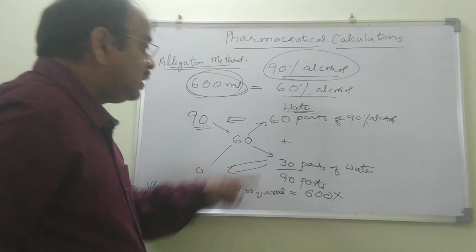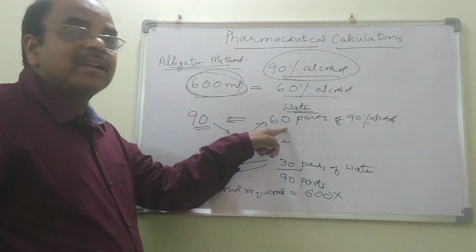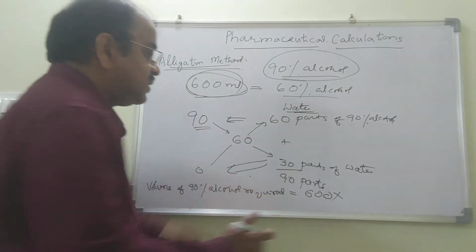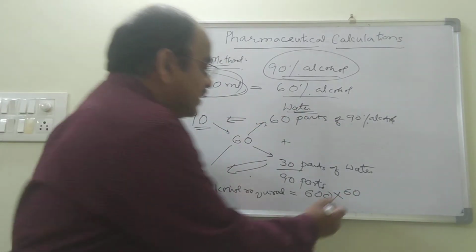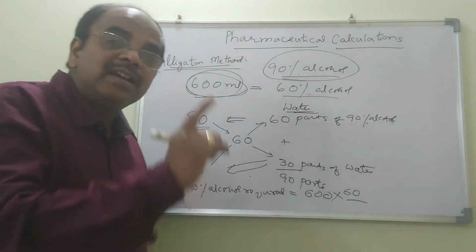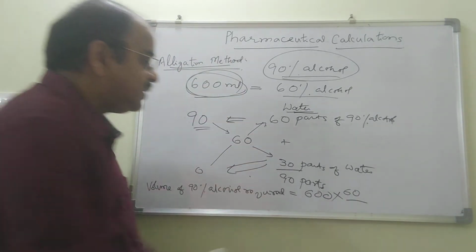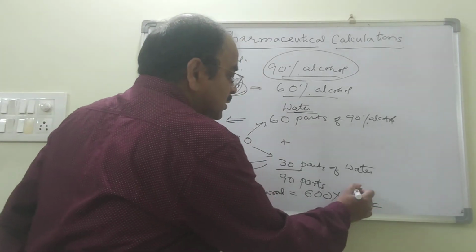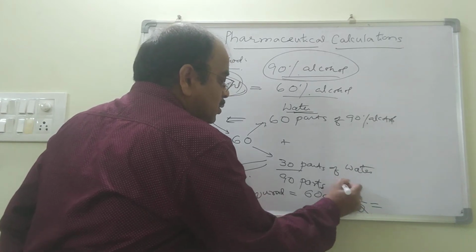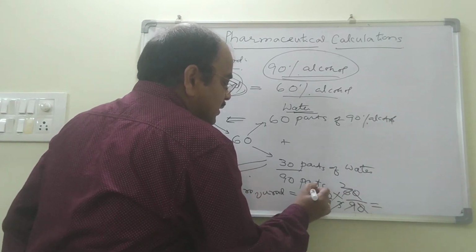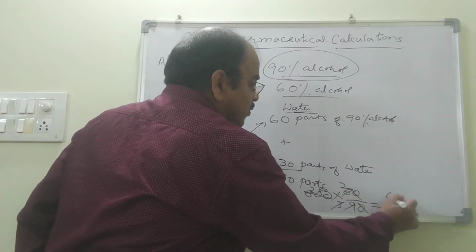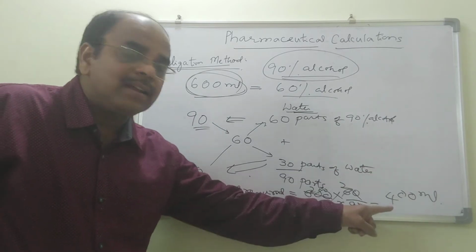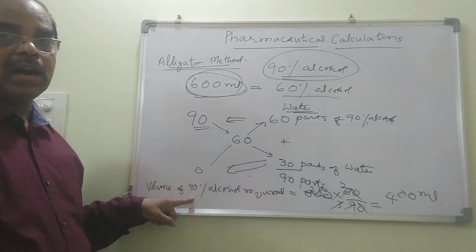600 into number of parts of 90% alcohol, 60, by total number of parts, 60 plus 30, 90. You find out the value here: 2 by 3, 3 times 200, this is 400. What is this 400? 400 ml of 90% alcohol required.